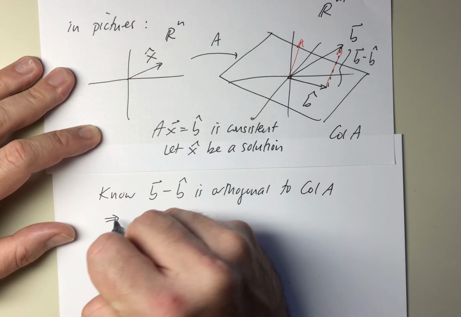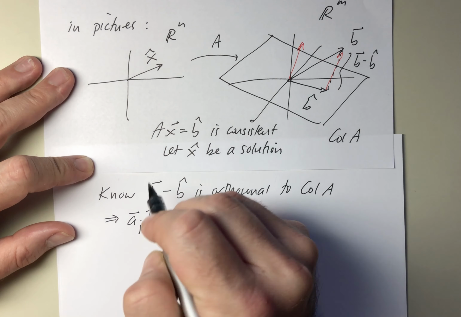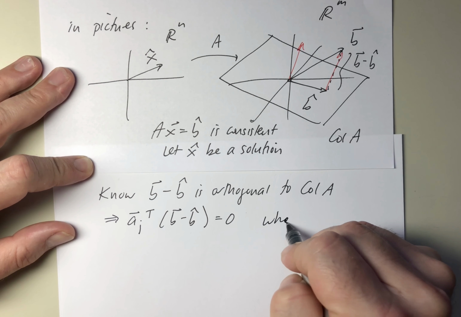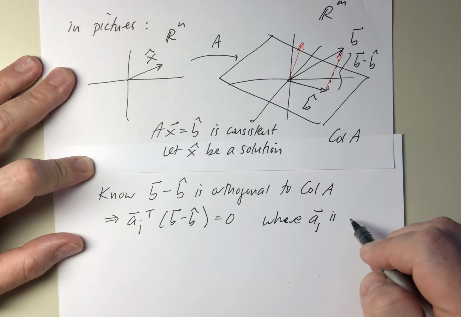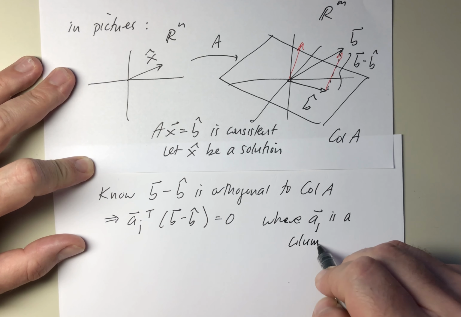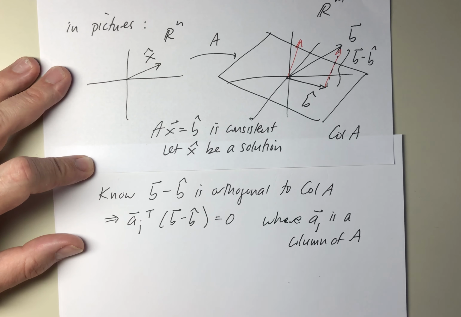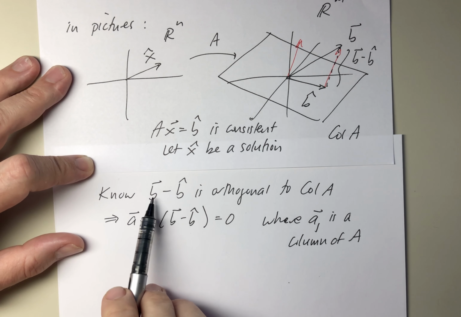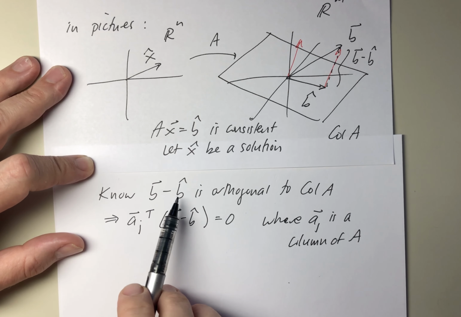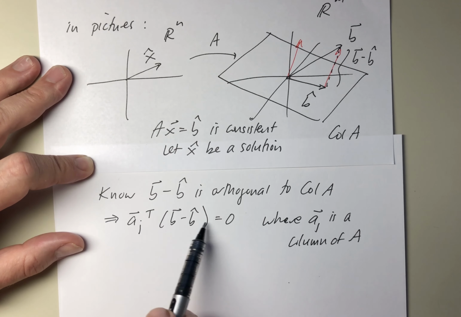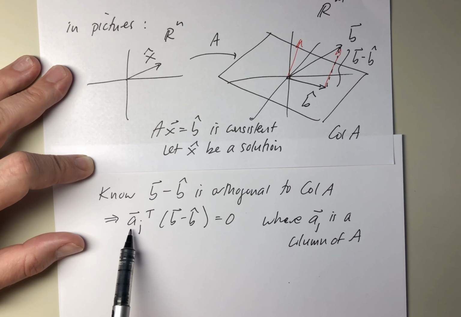So what does that mean? That implies that if you take aj transpose times b minus b hat, this has got to be 0, where aj is a column of A. Remember, the column space of A is spanned by the columns, so it's a spanning set, which means this vector better be orthogonal to every column. What does it mean to be orthogonal to a vector? It means that when I take the transpose of that vector and multiply it by the other vector, I get 0. This is the dot product of a column of A with the vector b minus b hat.